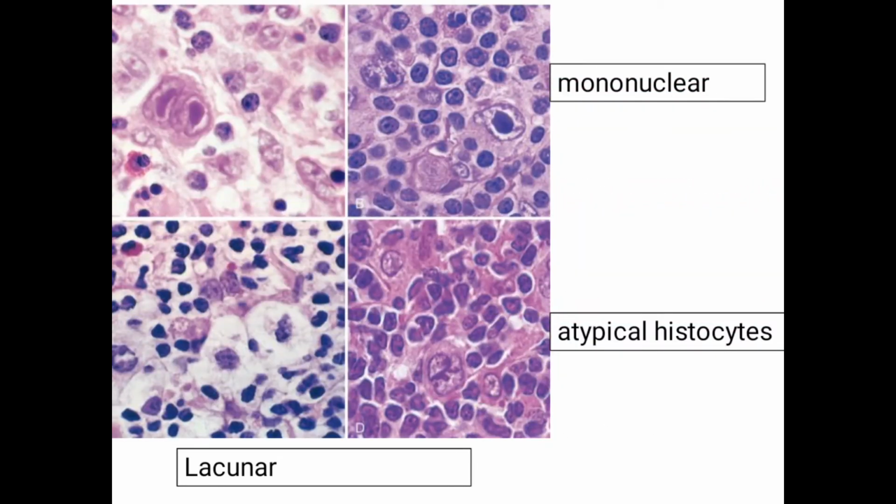Again, the first one is classical Reed-Sternberg cells. We can see two nuclei that look like mirror images of each other. Then this is mononuclear cells. I told you mononuclear, one rich, it is present in lymphocytic rich, and the lacunar cells which are seen in nodular sclerosis. Atypical histiocytes are nothing but mummified cells which we see in the depleted form. So now how are these lacunar cells formed? Basically what happens is when we add formalin, the cytoplasm retracts, hence there is formation of this space which is called lacuna.